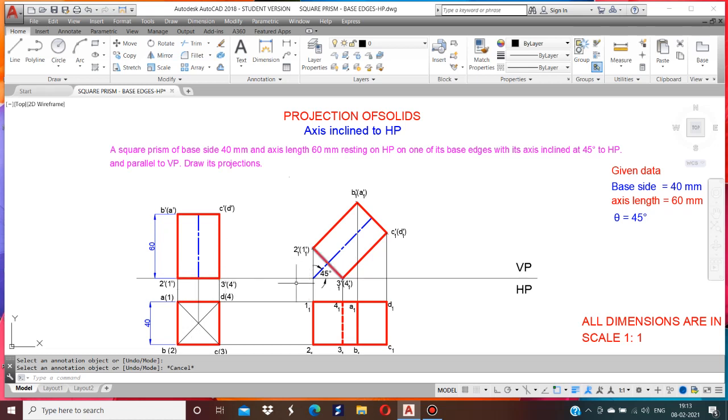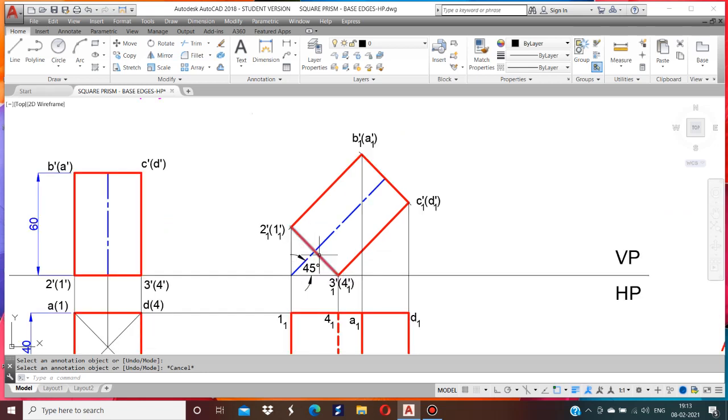Now in the second step, here the axis is inclined 45 degrees, that is theta. Theta you cannot draw directly, because we don't know the axis touching point, the reference line. Therefore here the angle is 90 degrees. This axis inclined with the base is 90 degrees. So 90 minus theta 45. Therefore the base angle is 45 degrees.